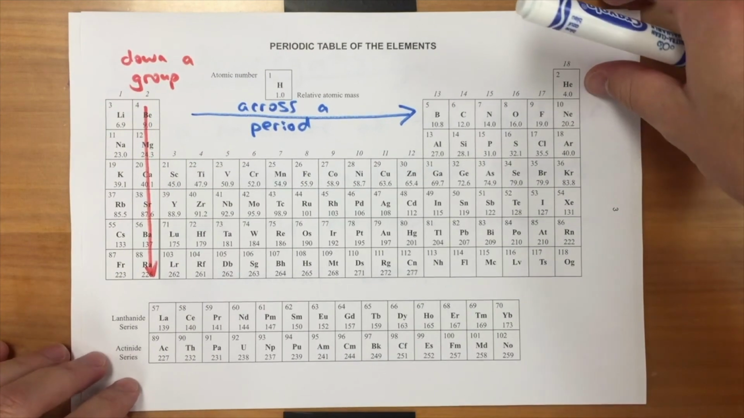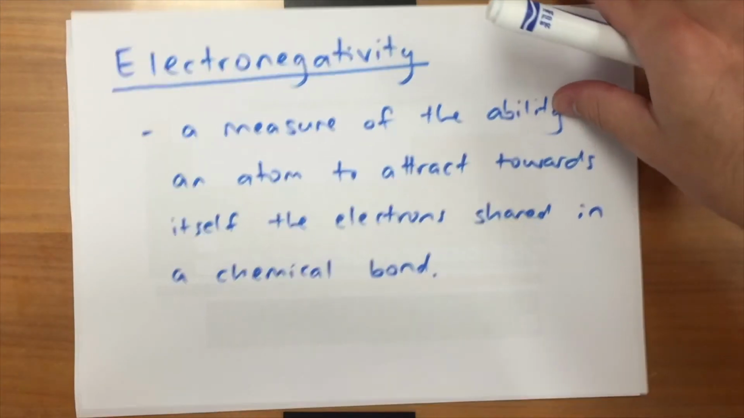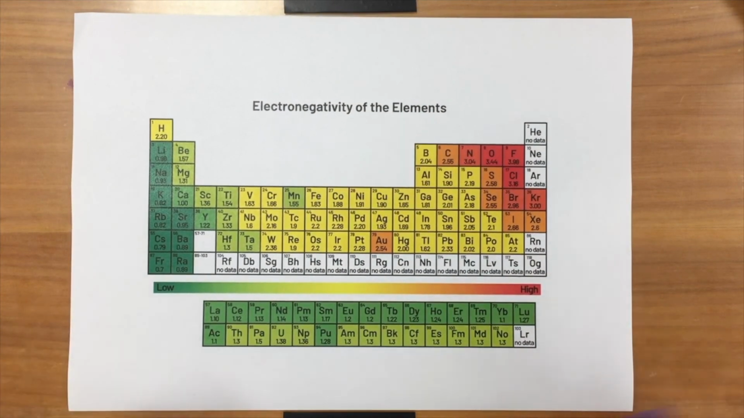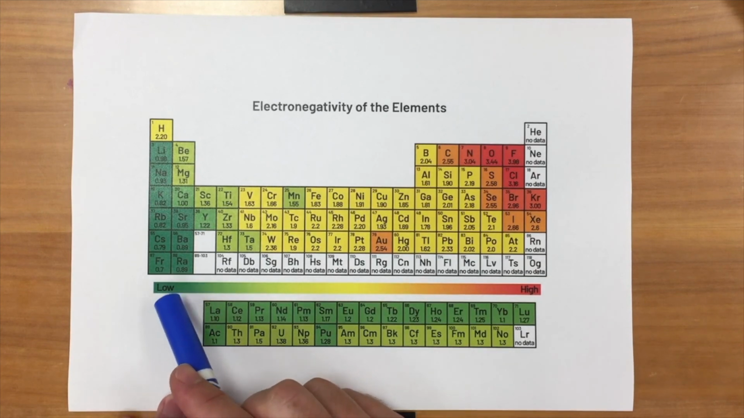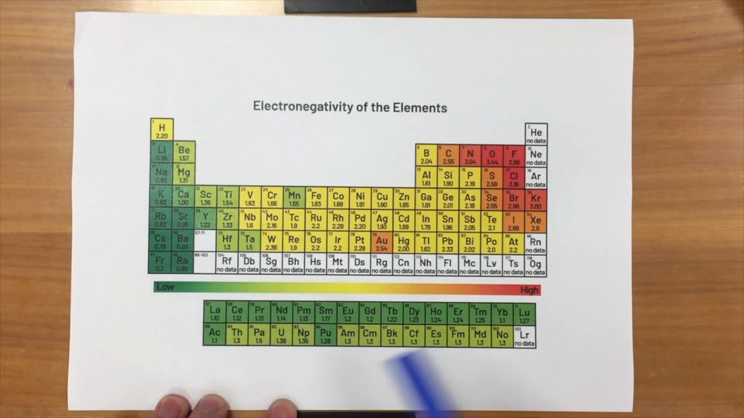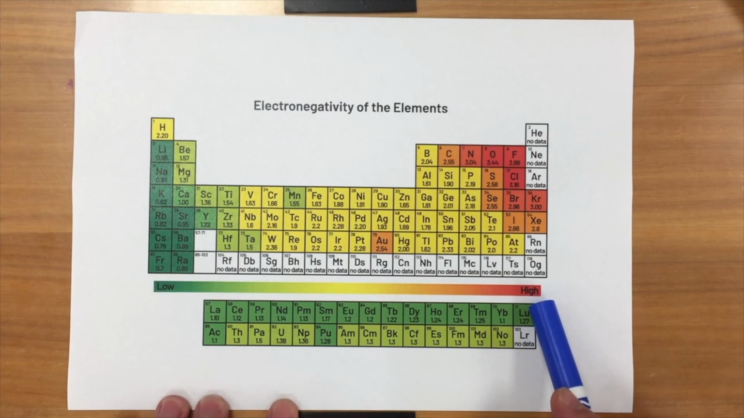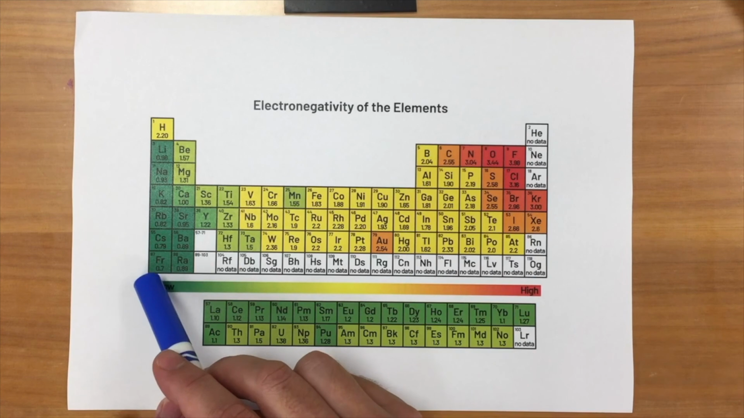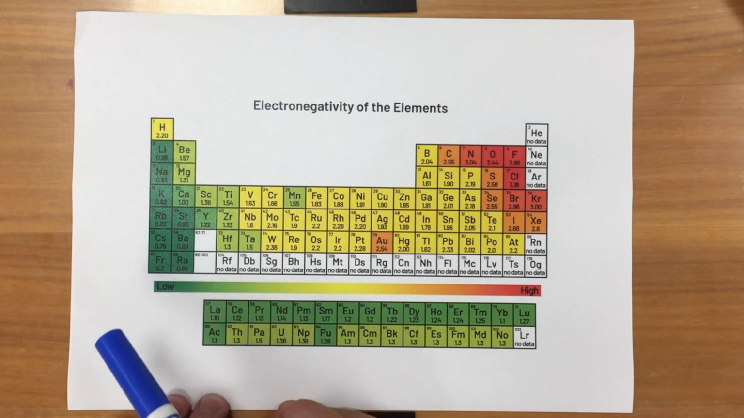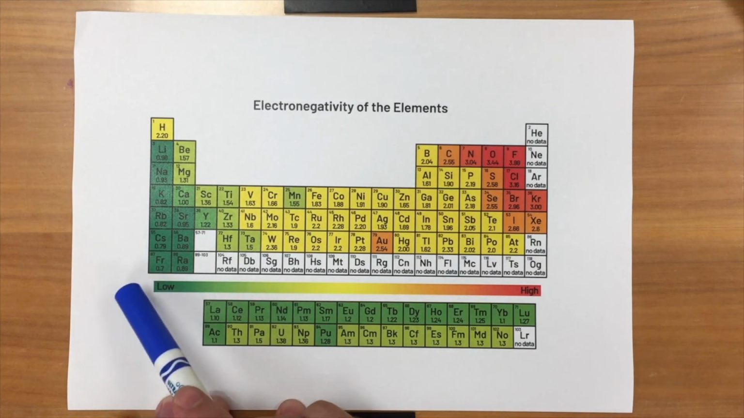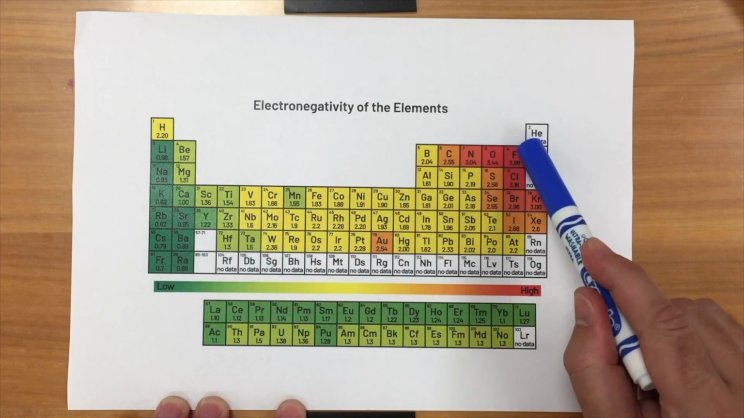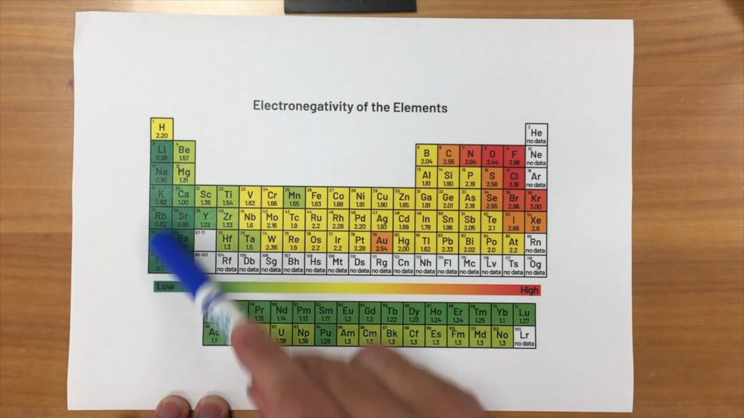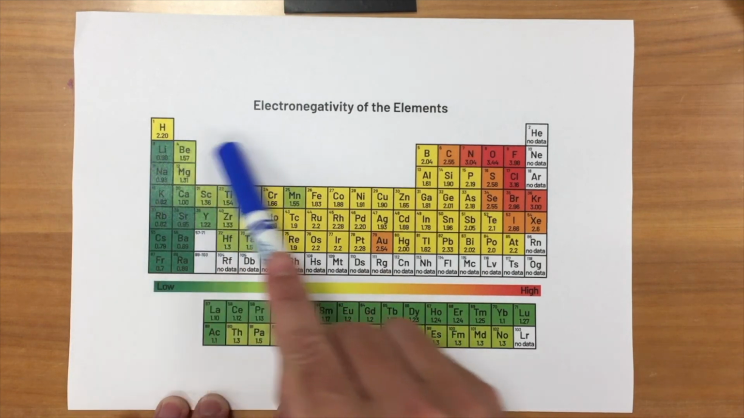That's represented quite nicely on this coloured periodic table here. You can see here that if it's green, it has a very low electronegativity. If it's red, it has a very high electronegativity. So fluorine has a very high electronegativity. Francium has a very low electronegativity. So as we go from bottom left to top right, electronegativity increases. It increases up a group and across a period.